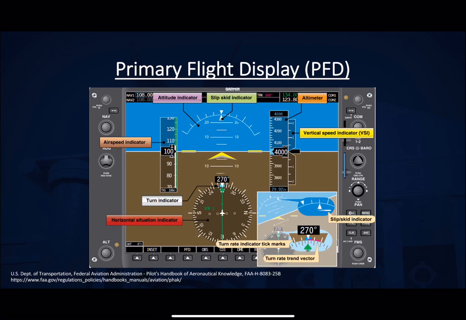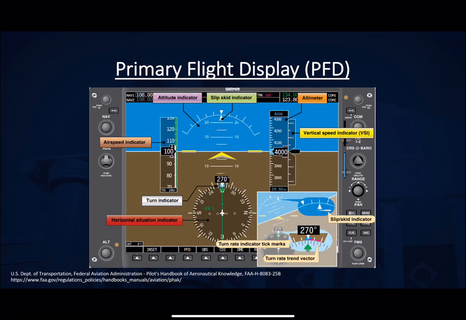The primary flight display, as you can see, your traditional six-pack of instruments are all displayed on the primary flight display, such as your airspeed indicator, attitude indicator, altimeter, your vertical speed indicator, and your horizontal situation indicator.